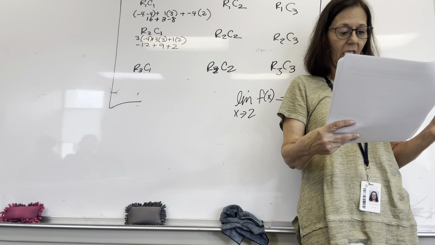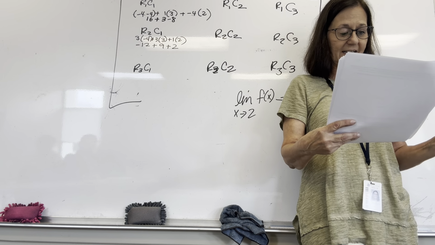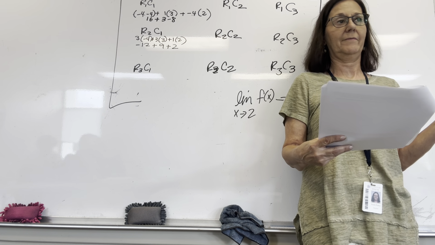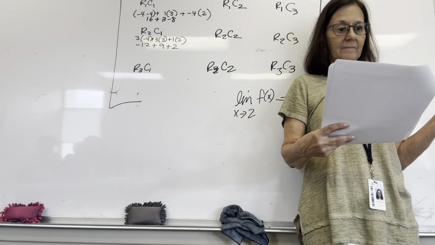What about 62? You just plug in 2 for 62. For 57, it would just be 68 and 4, correct? 68 and 4 is correct. For 63, remember you're multiplying by the conjugate of the numerator.